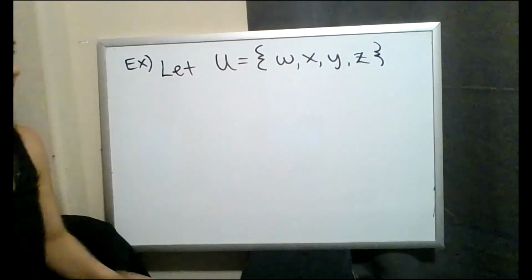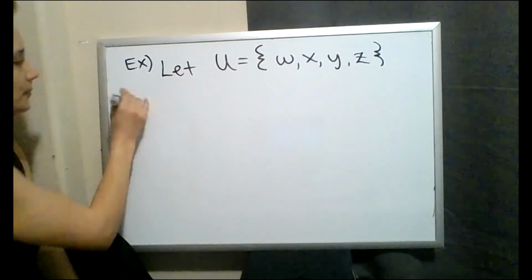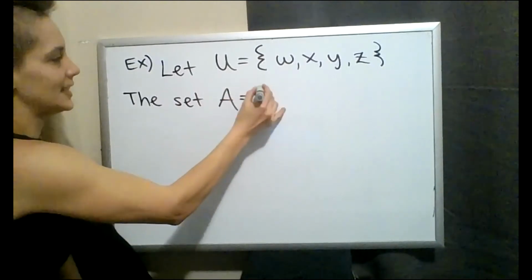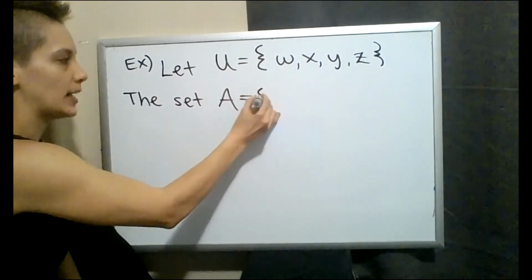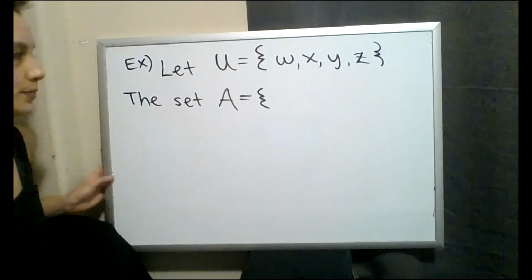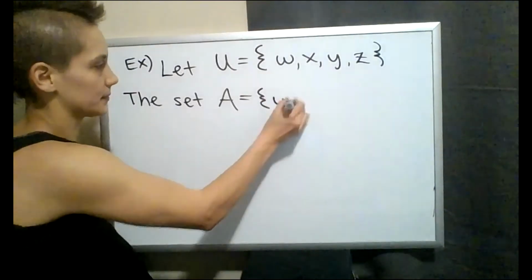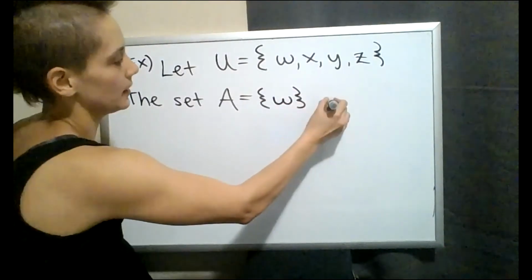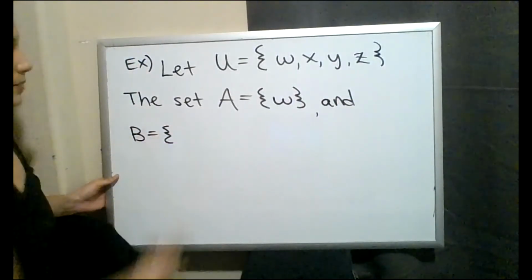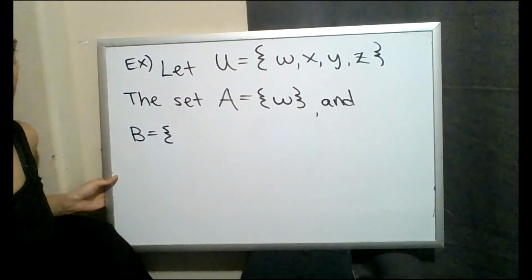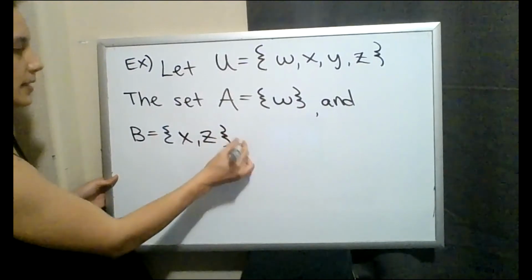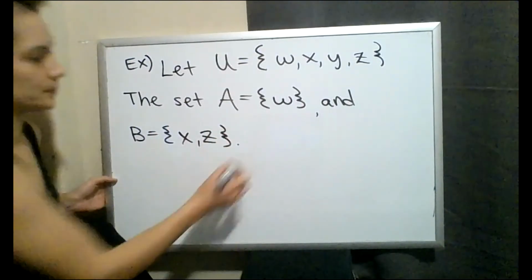The subset capital A is the set that contains, so put a bracket, I just put W. And B contains, let's put X and Z. Close that set and we'll draw a Venn diagram.